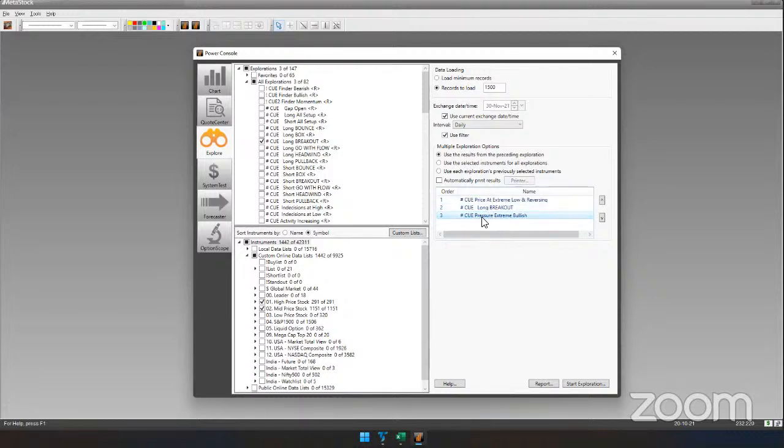So I may look at those with extreme pressure breakout. If I don't find anything, then I will go back one level up to look for breakouts that may not have extreme pressure.